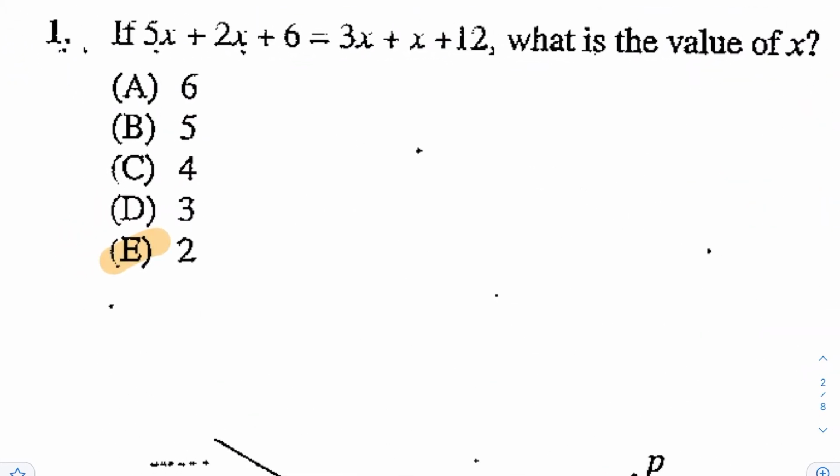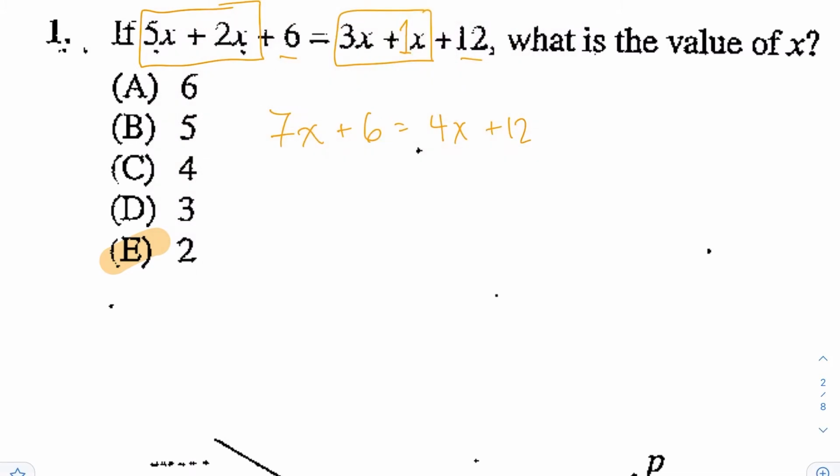All right, for question number 1, if 5x plus 2x plus 6 is equal to 3x plus x plus 12, what is the value of x? So here you have to first combine like terms. On the left side you have 5x and 2x, which combines to 7x if you add the coefficients, plus 6. Now on the right side, that's equal to 3x plus 1x. You could put that invisible 1 coefficient there. So that will be 4x, and you still have that 12.